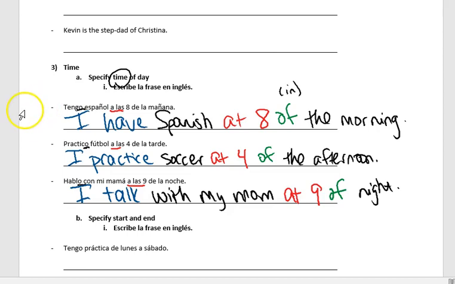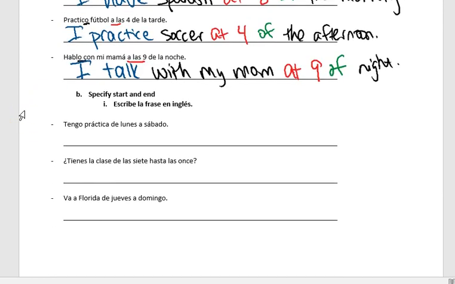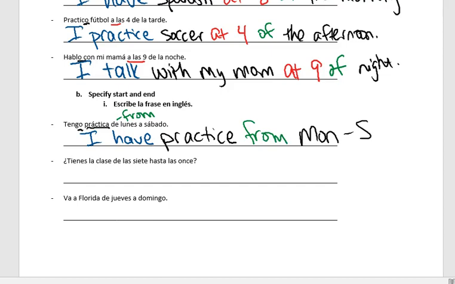Lastly, another way to use de with time is to specify start and end. So, tengo práctica de lunes a sábado. So we've used tengo already. We know it's I have. Now this time our práctica isn't the verb, it's the noun. So I have practice. In this area, de actually means from. Lunes a sábado. So I practice from Monday to Saturday.